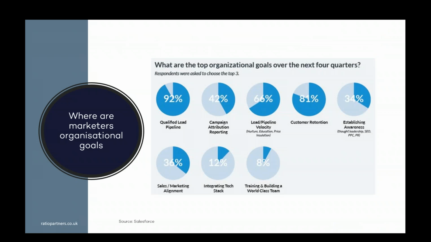But why bother? So I pull out the obligatory stats, but this one's quite interesting. This is a report from Salesforce. And it was interesting to see that marketers within B2B, some of their, I suppose, top 3 organizational goals over the next couple of quarters, and qualified lead pipeline comes out on top. And again, this is something that comes out whenever we speak to B2B marketers. How do we generate better qualified leads? How do we better nurture our pipeline?